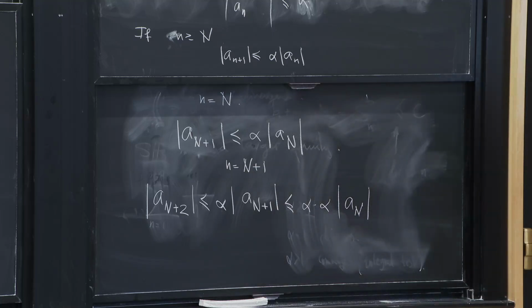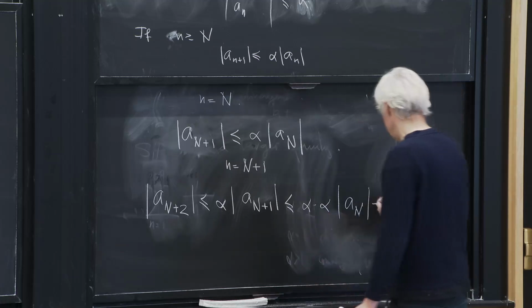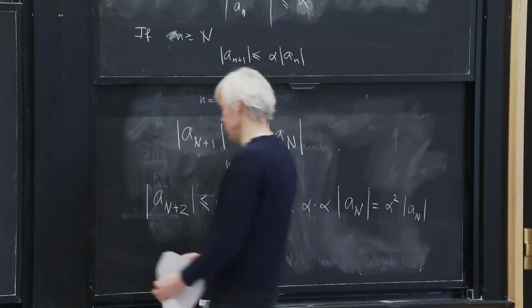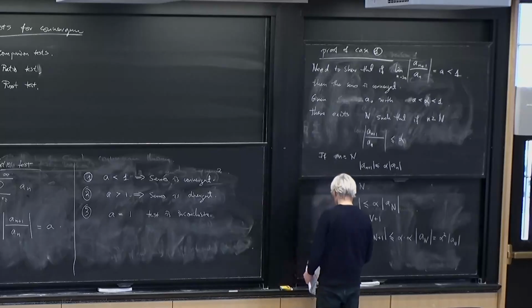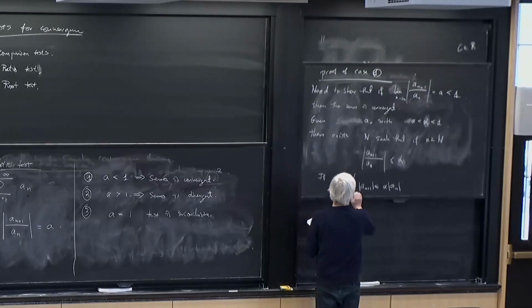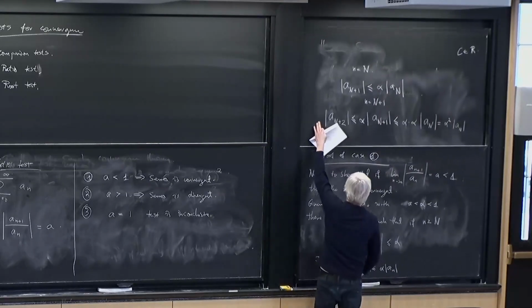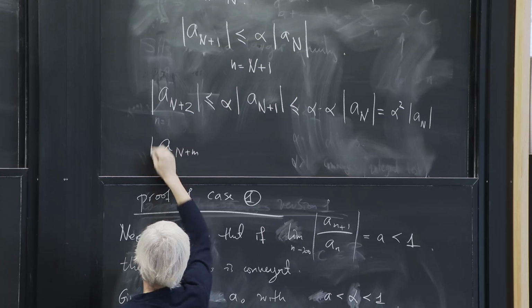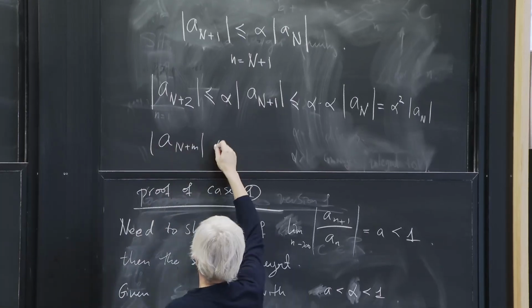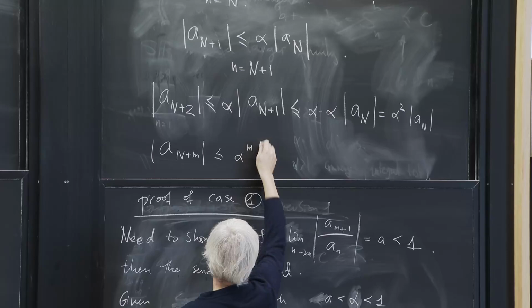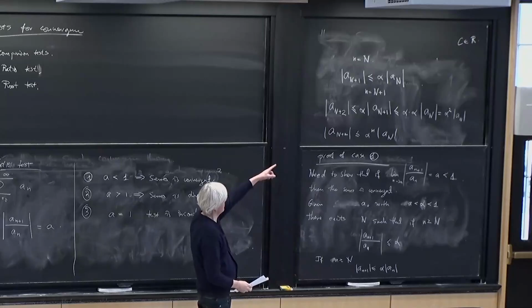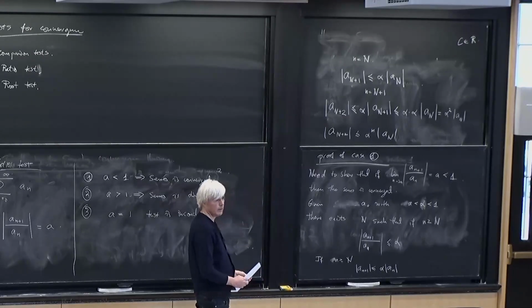And so now you can continue this way. So this here is like alpha squared times a capital N. If you continue like this, then you see that a capital N plus some little m is less or equal to alpha to the power m times the absolute value of a capital N. The previous line was just where m was equal to 2, but you really get it for all integers.